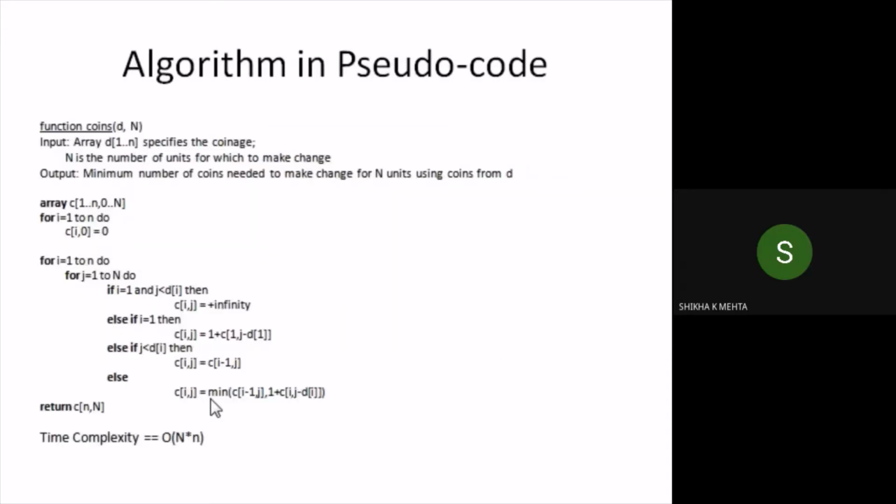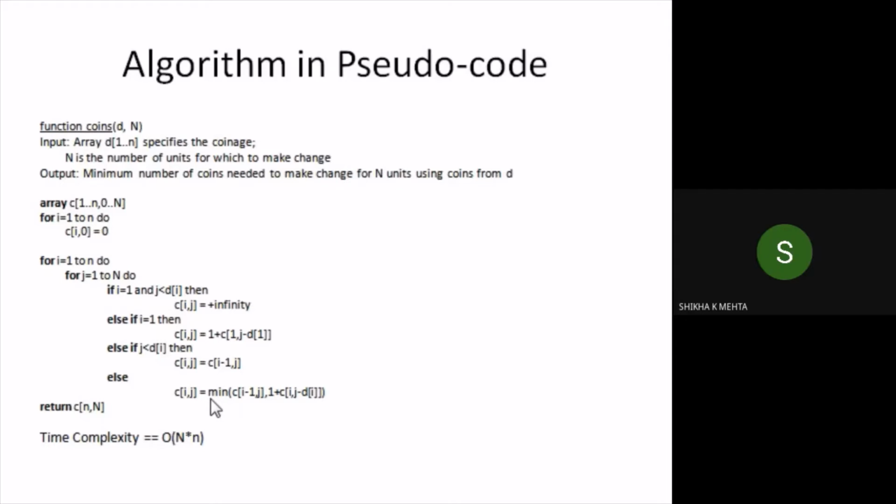If we consider that, go through the pseudocode. We have input array D 1 to n, which specifies the coinage. Then, as we are applying the formula, we take the minimum, where D denotes an array with the values of the denominations, and its size is equal to the number of coins. n is the number of units for which to make change, and the output is the minimum number of coins needed to make change for n units using coins from D. Here we have taken one array C, and we have taken the initial values to be 0 for the complete matrix.